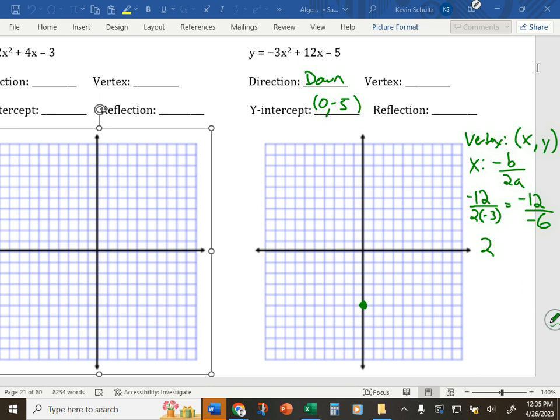Now, you've got to be careful with calculators here. If you go to your calculator and you type this in, because you don't feel like doing 2 times -3 in your head, and you type in -12 divided by 2 times -3, it'll do 12 divided by 2, then multiply that by -3. You're going to get the wrong answer. So you put parentheses around 2 and -3, because, again, of order of operations.